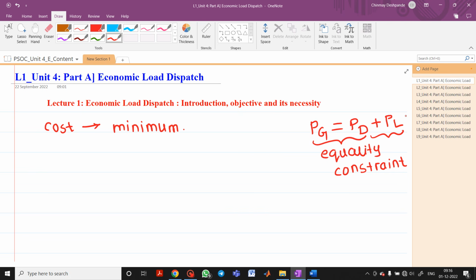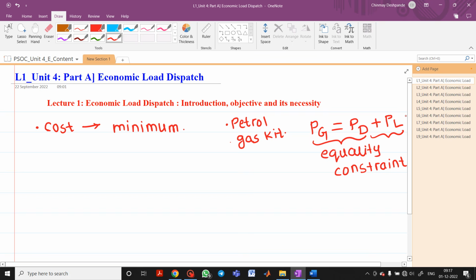Let's take a simple example. Suppose I have a vehicle which can be operated with petrol, and also with, let's say, a gas kit. The rate of petrol and the rate of the gas we fill in the vehicle have somewhat of a difference. So my goal is to drive my vehicle with minimum cost of fuel. In the same way, with the generators that I have, I want to generate electricity with a minimum cost of generation.